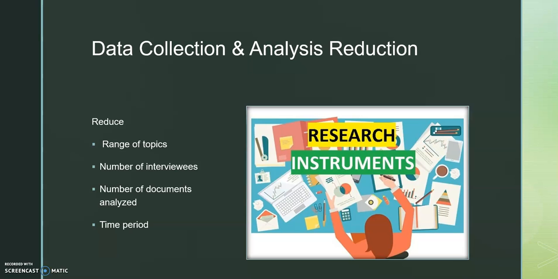As well as the reduction of sample size, cost savings can often be achieved through the reduction of the length and complexity of the data collection instruments. This entails the elimination of non-essential information. The following are examples of ways to reduce the amount of information collected. The range of topics can be reduced to those of greatest priority. The number of interviewees can be reduced. Decreased number of documents analyzed. Time periods studied may be shortened.